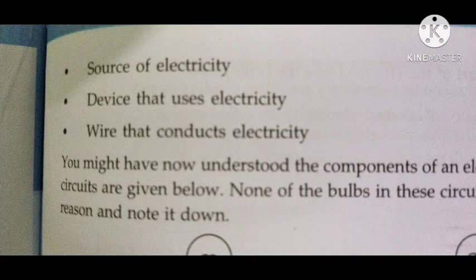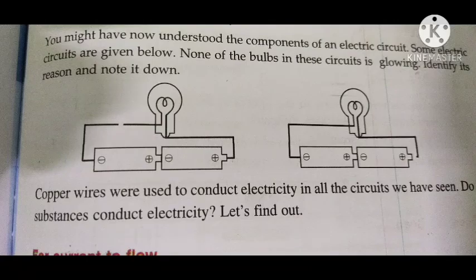Then, here are given some electric circuits. There was one problem. None of the bulbs in this circuit is glowing. What may be the reason? Find out the reason and write down your observation in your science diary. Okay? Rest in next.